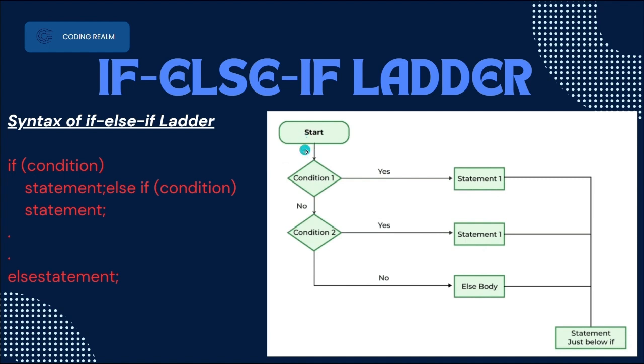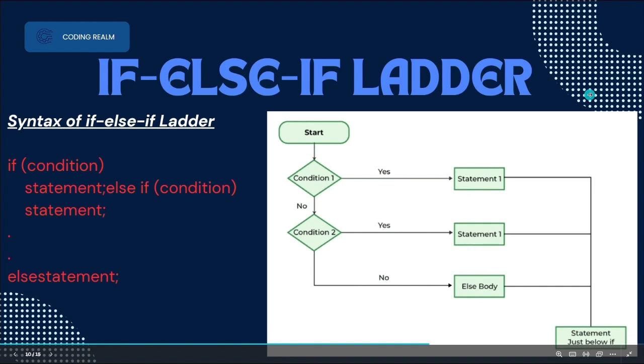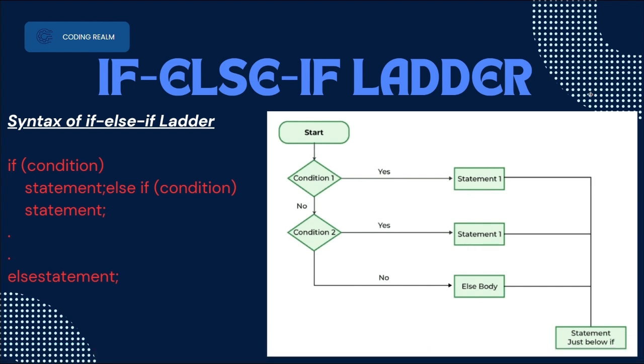Like here, we start, we have a first condition. If it is true, the statement 1 is executed. If the condition 1 is false, we go to the condition 2. If the condition 2 is true, the statement 2 is executed. If it is not true, we go to the else statement. This is how the if, else if ladder works.